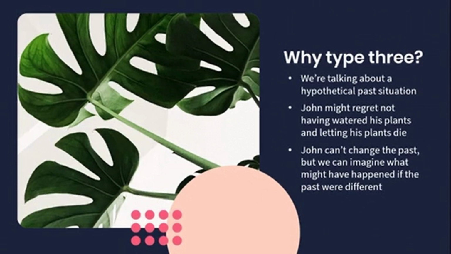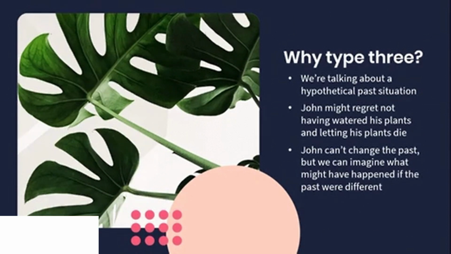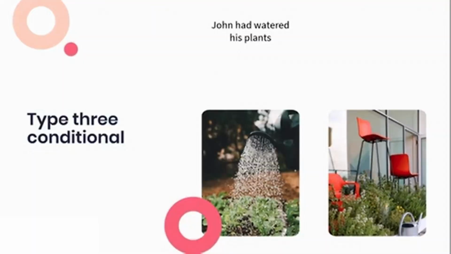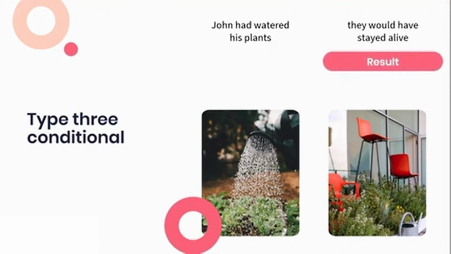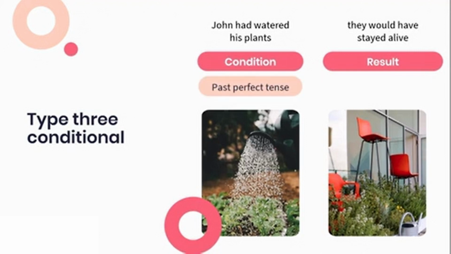So, what do you think would have happened if John had watered his plants? I'm sure that if John had watered his plants, they would have stayed alive. That would be the result of the condition. Now, in what tense is the condition? It's in past perfect tense. And what about the result? The form is would plus the present perfect tense form of the verb.